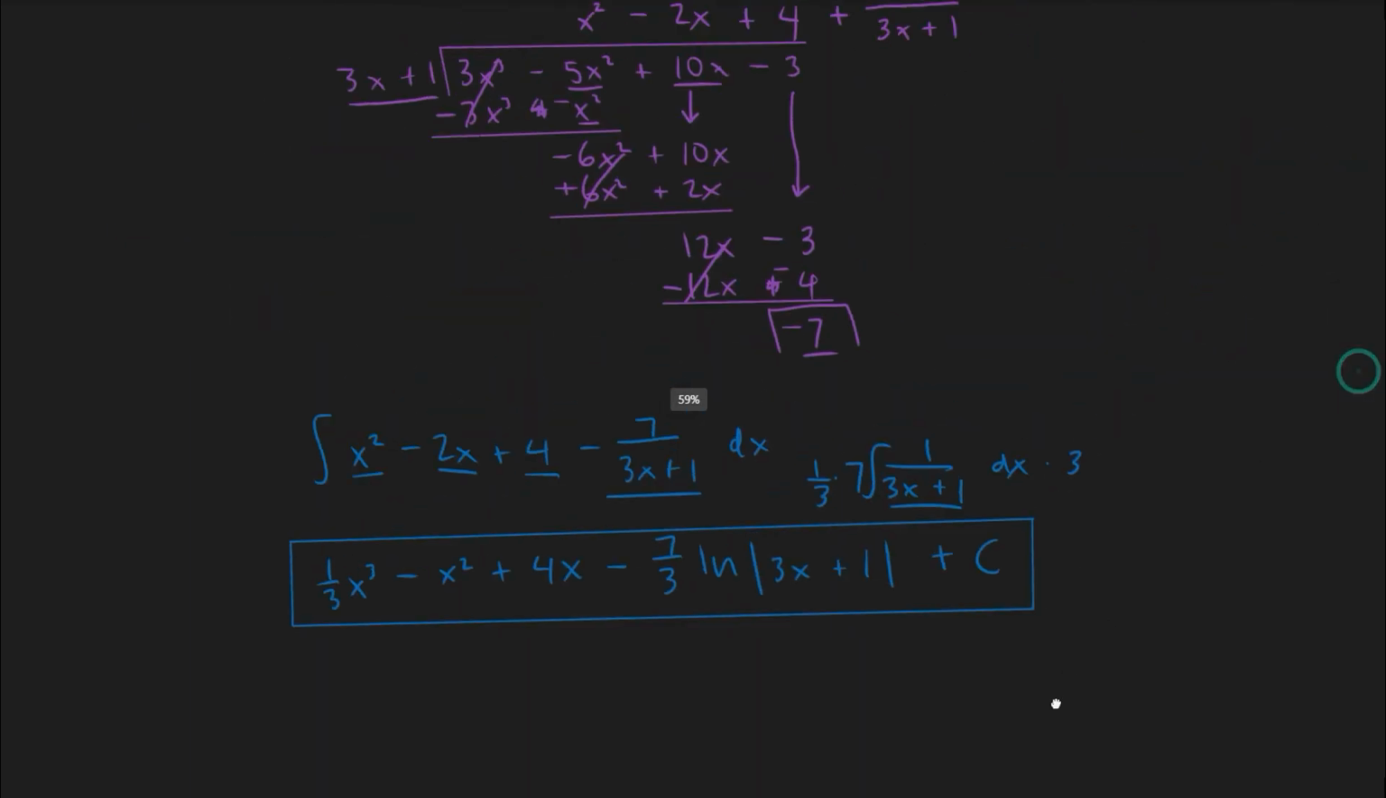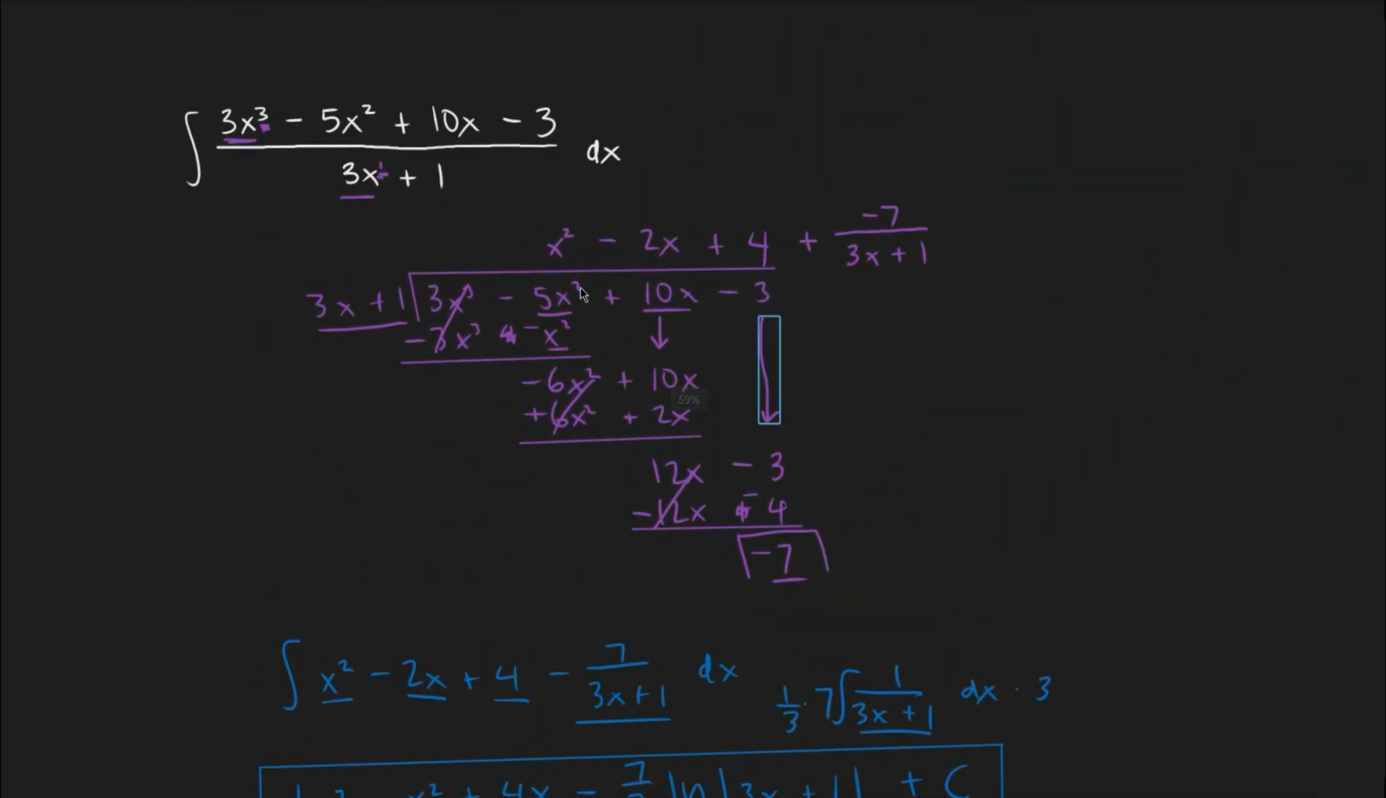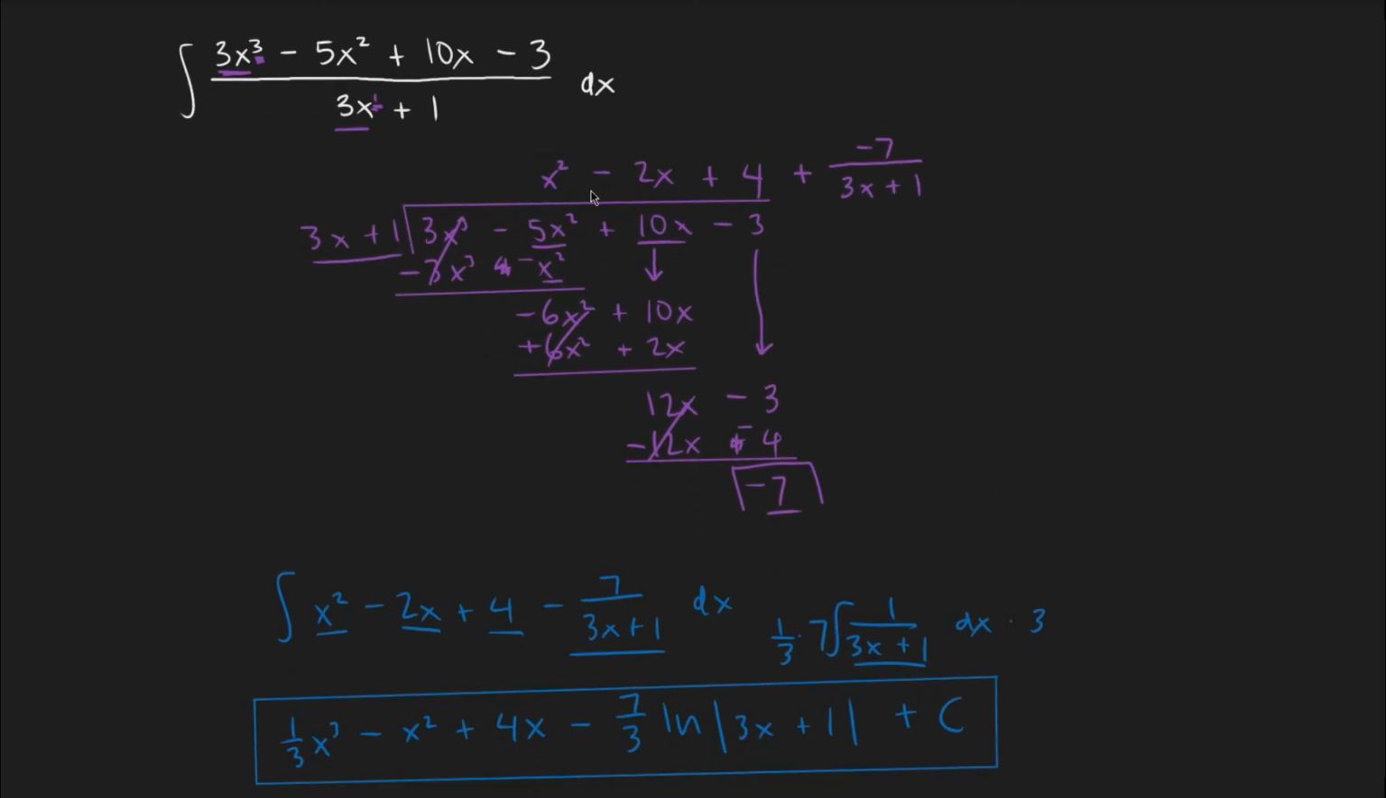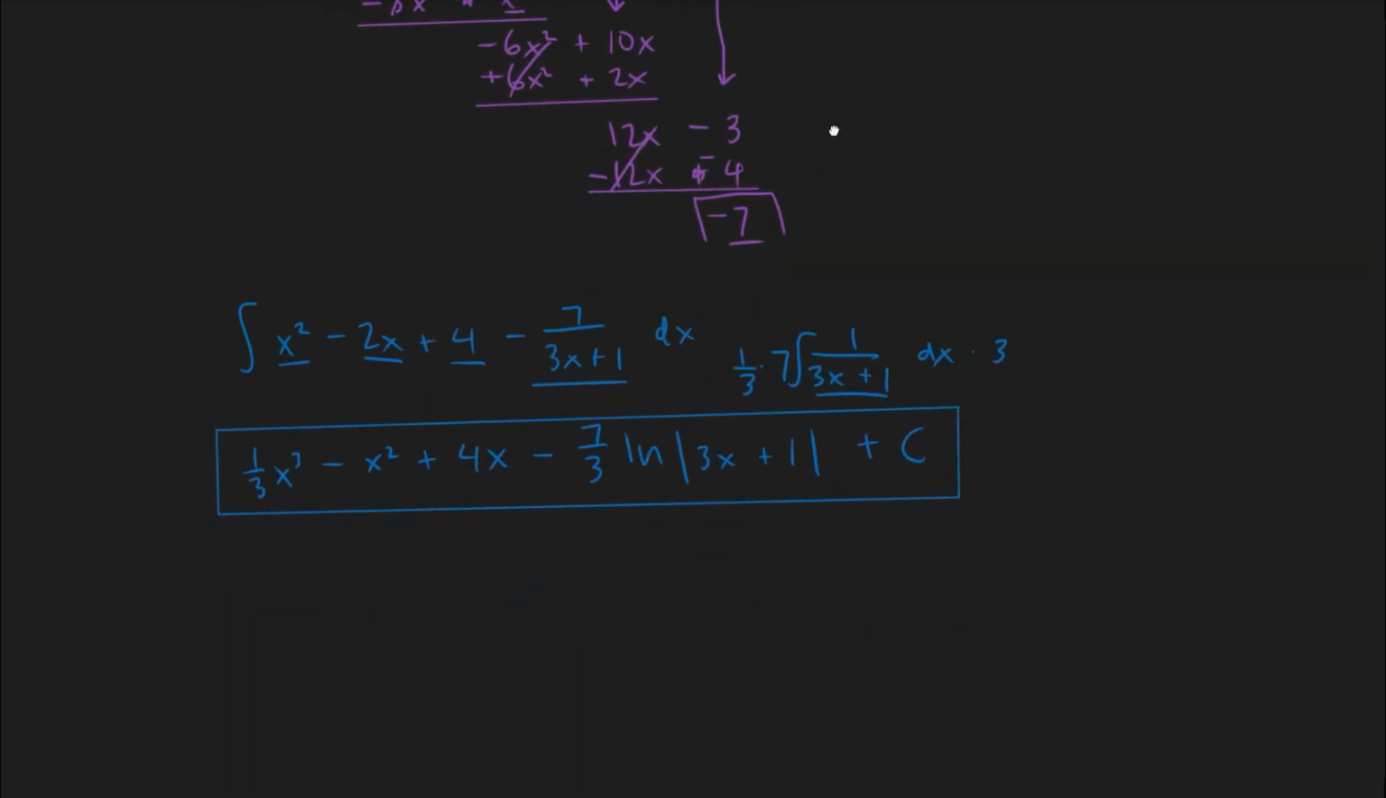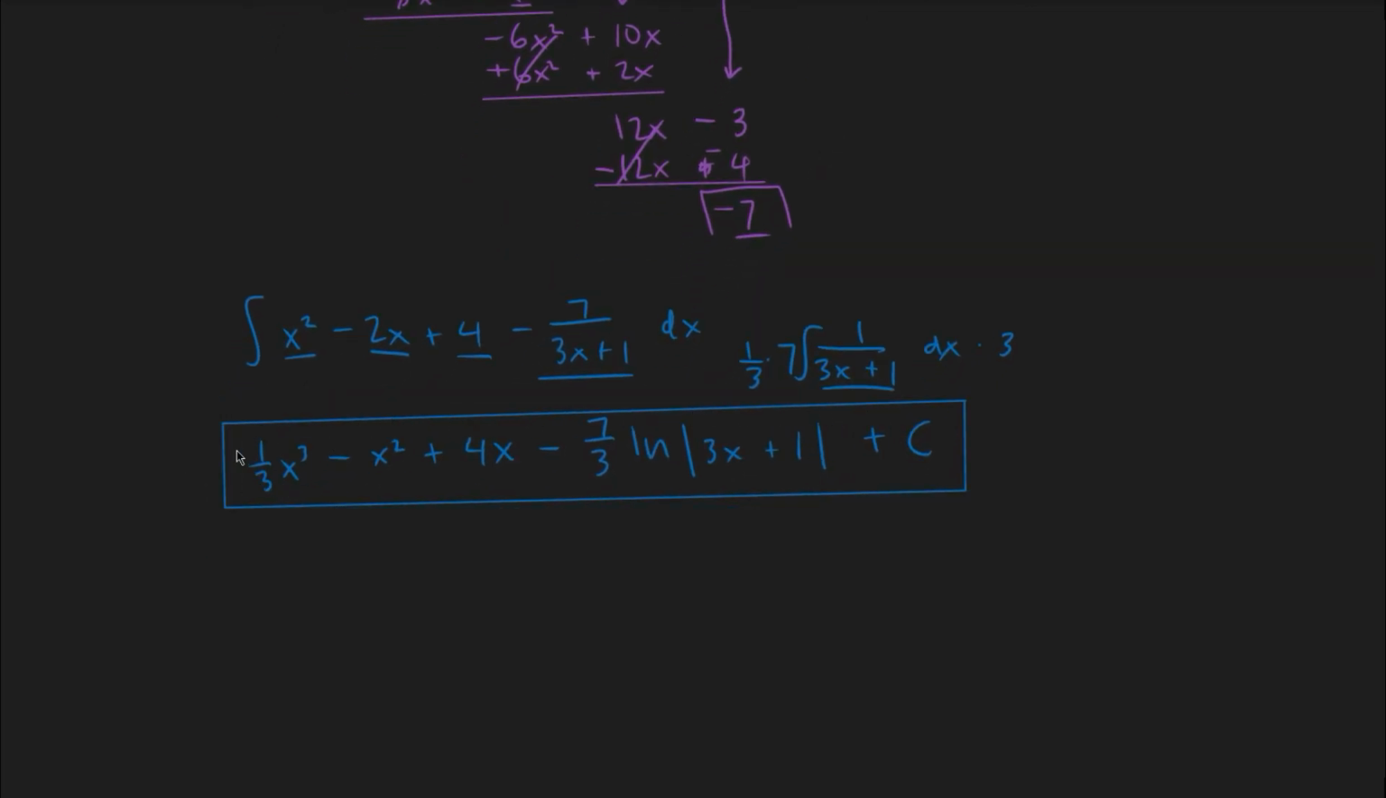Okay, so just a quick recap on what we did. We had this problem up here, and we checked the leading terms. And we said that the power up here was either greater than or equal to this power down here. So what we did was we actually divided this polynomial by this polynomial down here. And then we got that when we divided, this was our answer. And then we just integrated these terms like so. And then this is our answer that we got. Hopefully this helped.